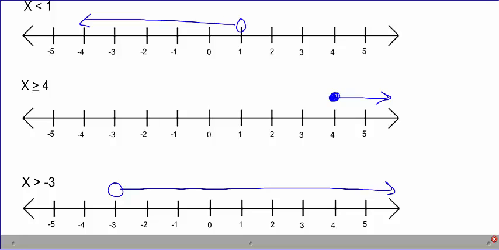So you have an open circle on negative 3, and we want numbers that are bigger than negative 3, which are the numbers to the right. Note the arrow goes the same direction as the inequality symbol.